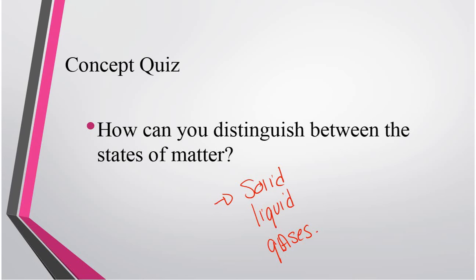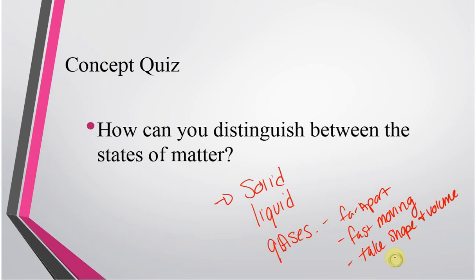So on the exam, I may say, which of the following except are properties of a gas? And so you would have to know that gas particles are far apart, they are fast moving, they have a variable shape and volume, they take the shape and volume of a container.